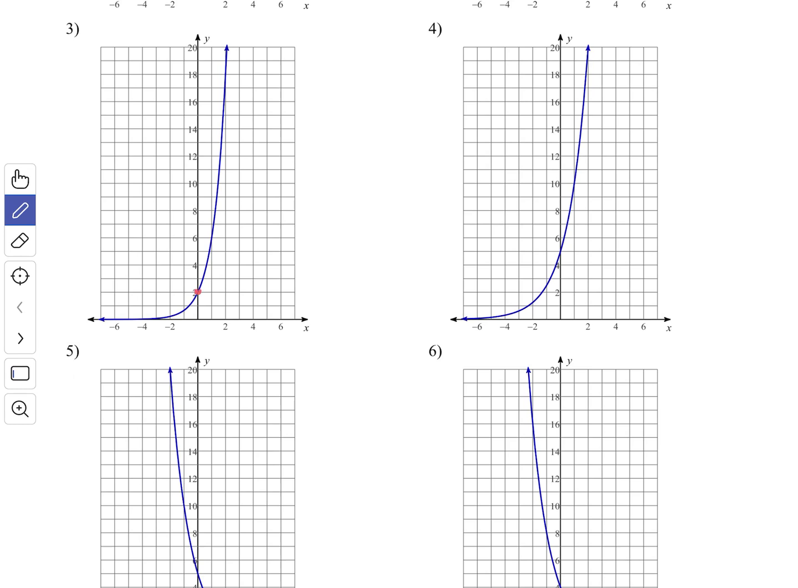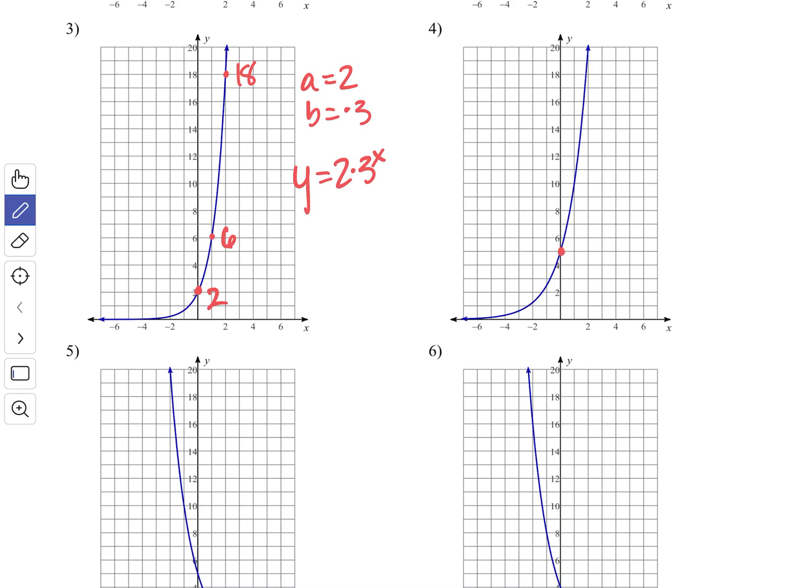Okay, number 3, starting at 2, going to 6, going to 18. So started at 2, definitely timesing by 3, so y equals 2 times 3 to the x.